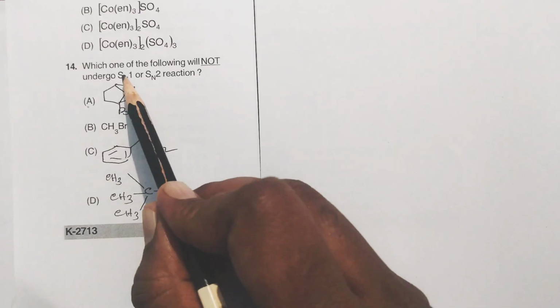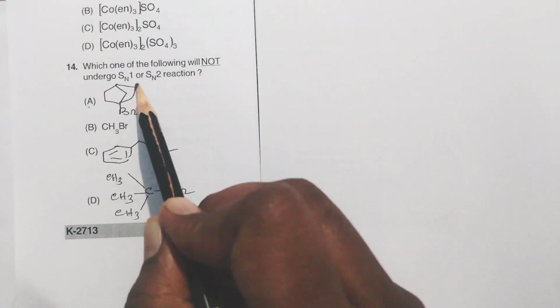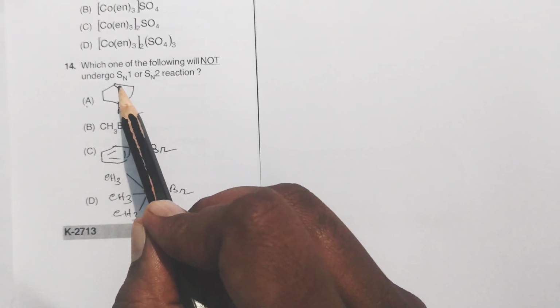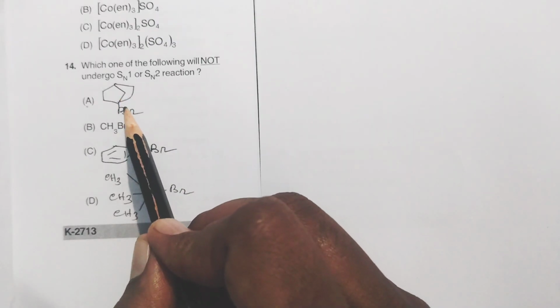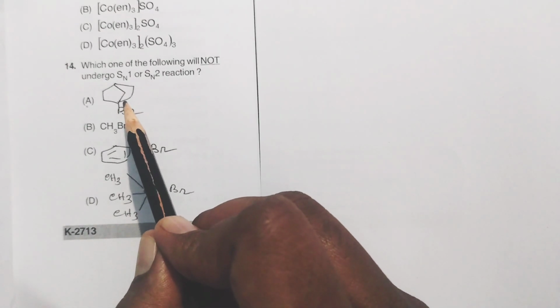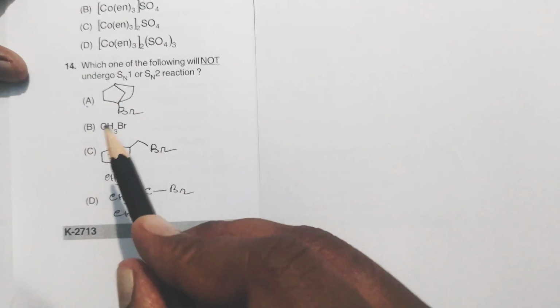Next question is, which one of the following will not undergo SN1 or SN2 reaction? I have taken this question in the intermediates because SN1 involves the formation of carbocations as the intermediate. So where you can find the stable carbocation, that will undergo SN1 reaction. If there is no formation of carbocations or it is unstable, then it will not undergo the SN1 reaction. Okay, let's look at the options. Here the structure is like this.